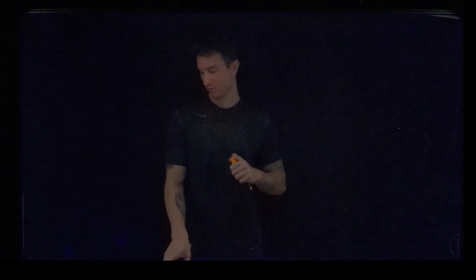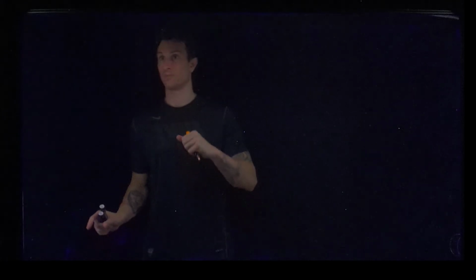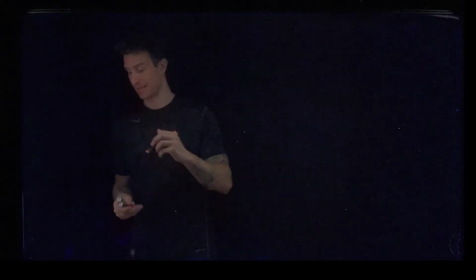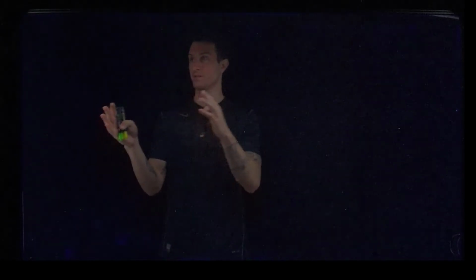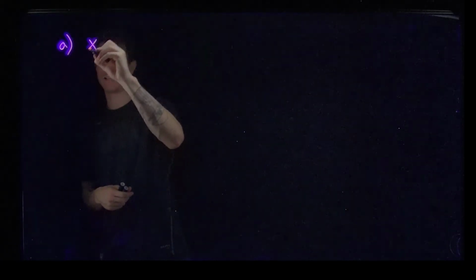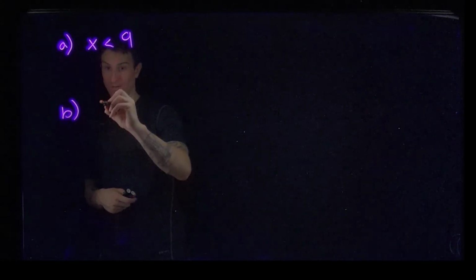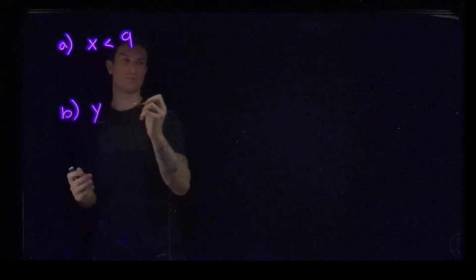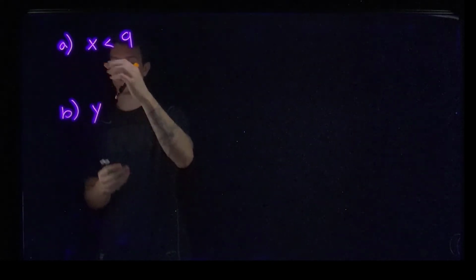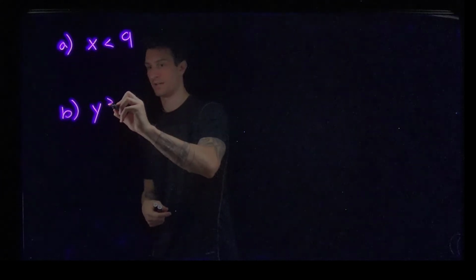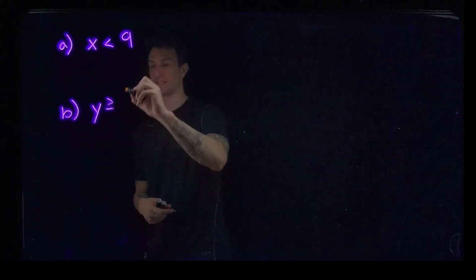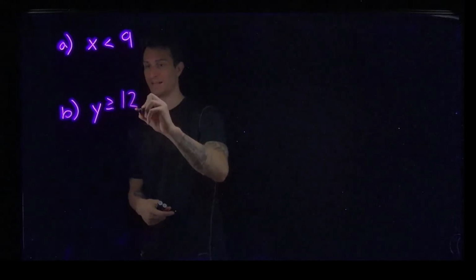Jumping back into it from our quick break, I'm going to write up the previous problems we just did, now that we translated them from words to symbols, right? So this was our first one that we translated from words to symbols: x is less than 9. We'll write out B here, which was y. Normally you would use x, but I just want us to get used to using different variables here. I don't want us to get uncomfortable if we see something other than an x. So y is greater than 12.